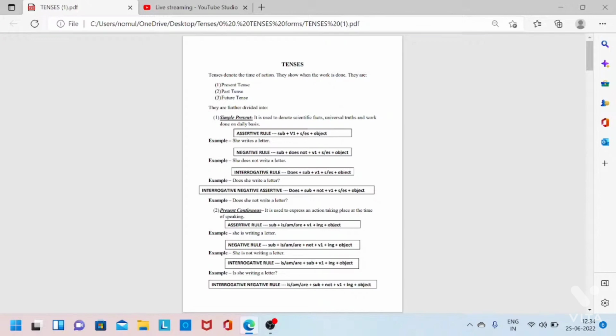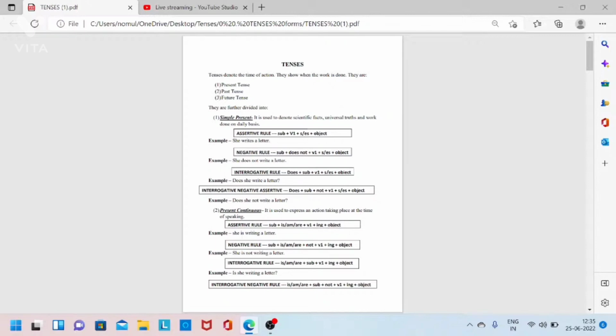So tenses, as I already said, denote the time of action, okay, and they show when the work is done, so that it represents whether we are talking about the present tense or past tense or the future tense. The present, past and future tenses are further divided into 4 parts again, okay. Like simple present tense, it is used to denote scientific facts, universal truths and work done on daily basis, okay. So firstly, the assertive rule is subject plus verb 1 plus es or s form plus object.